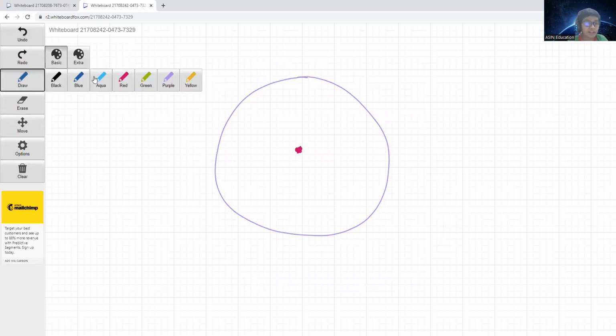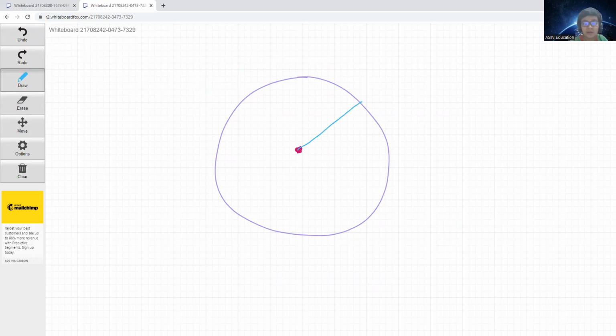And next we have the radius, which is a line from the center to any point along the circle. Okay, and then we have the diameter, which chops the circle in half through the center. It's a line going through the center that connects two ends of the circle. And then we have a chord. Now, a diameter is also a chord. When we usually say chord, we mean any two points on the circle, not necessarily going through the center. So for example, that would be a chord.